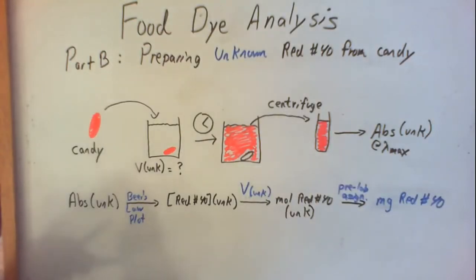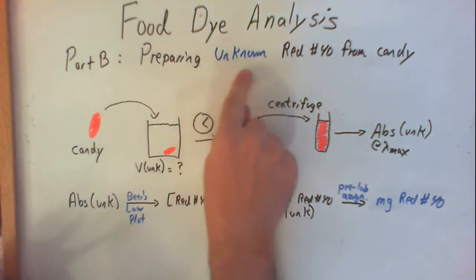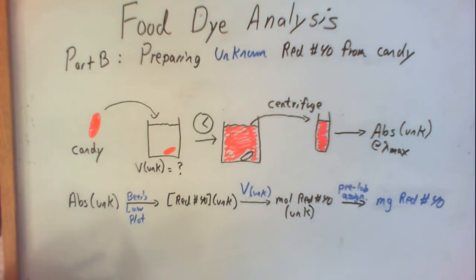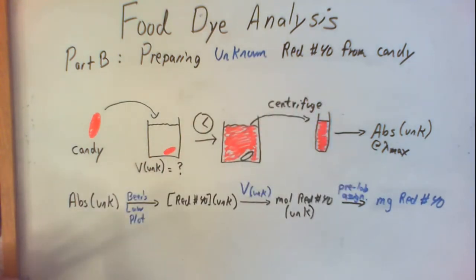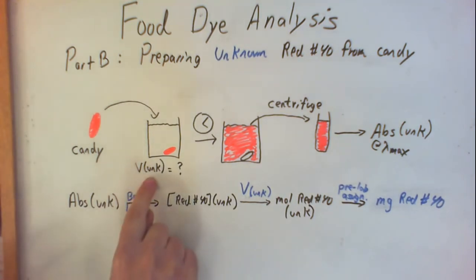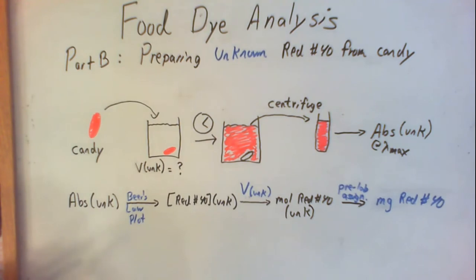In the second part of the experiment, then, we'll turn our attention to both preparing and measuring an unknown red 40 solution, specifically an unknown red 40 solution from our candy. This candy is coated with a water-soluble red 40 food dye. So our very simple procedural idea is that we're able to remove that red 40 by dissolving in a known quantity of deionized water. This is an important number to take note of from the video because we'll be using this number a little bit later on in our calculations.